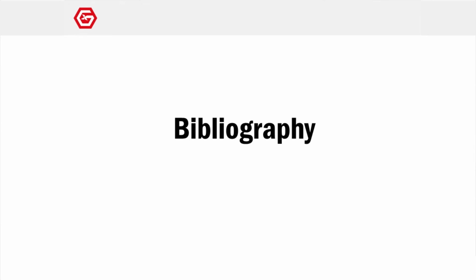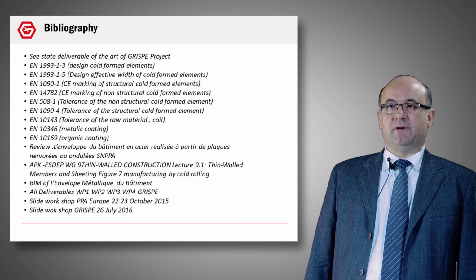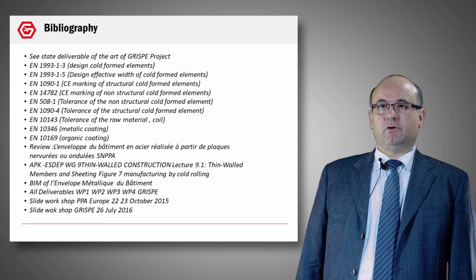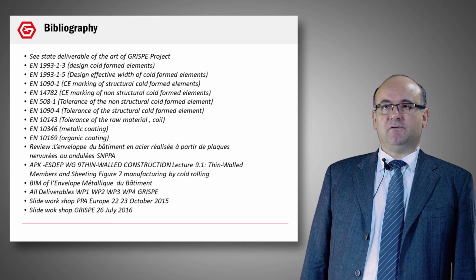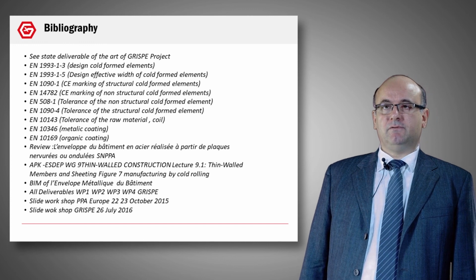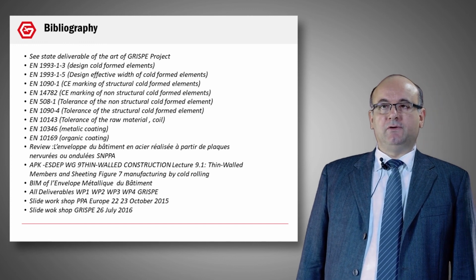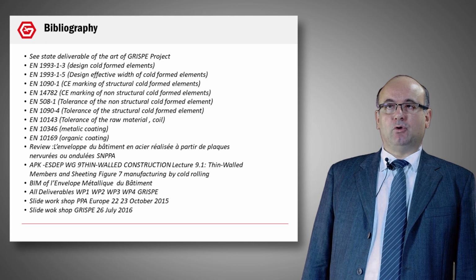Okay, now some view on the bibliography used to carry out this e-lecture. So first, you can see the several parts of the Eurocode, part 3, part 5, that allow to design the profiles. After, you can see the standards concerning the CE marking of the profile, about the erection of the building, about the raw material. If you want to go in detail about the method, to know more about the design method, you can see the deliverable of the GRISP Plus project, and you will know more.